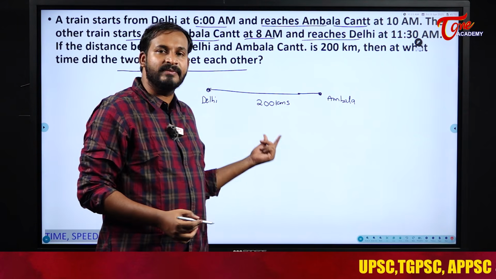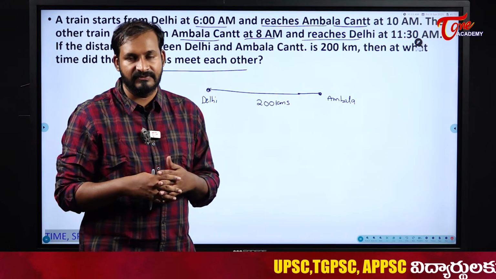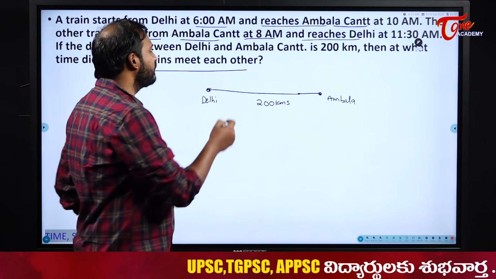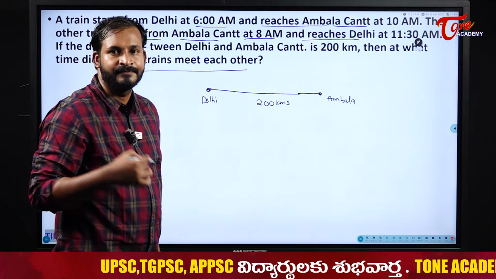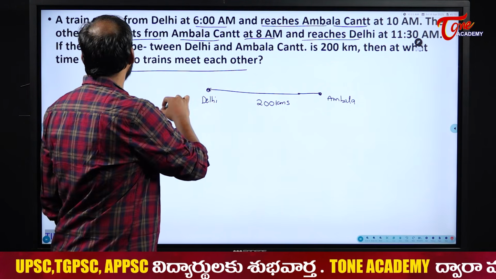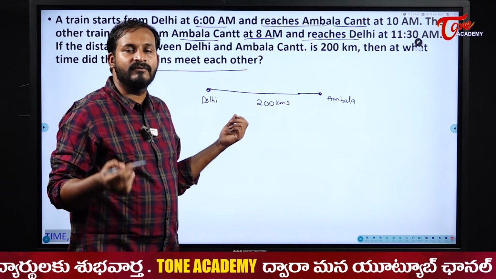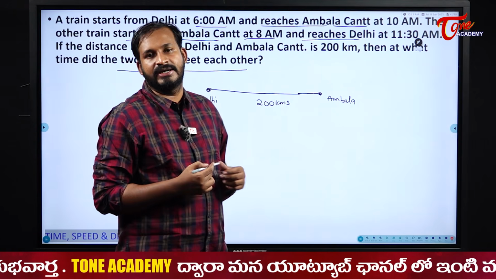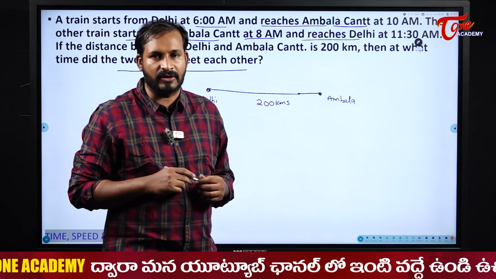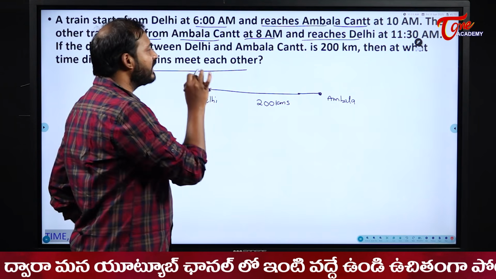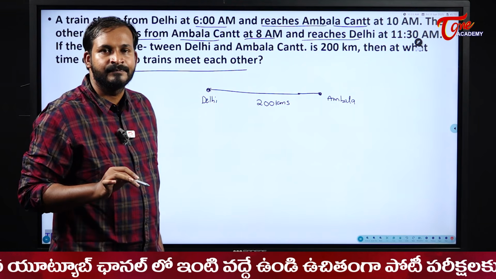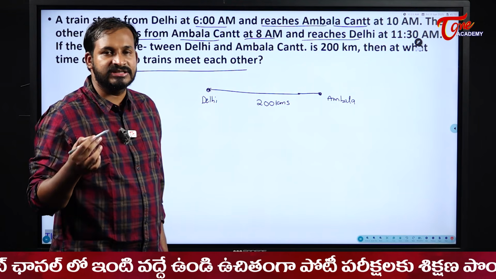So we will write distance by relative speed. For example, assume both started at 6 a.m. Then we can easily tell at what time they are meeting. Generally, we use distance by relative speed. That is the process. But what is happening here? Are the two trains starting at the same time? No, those two trains are not starting at the same time.